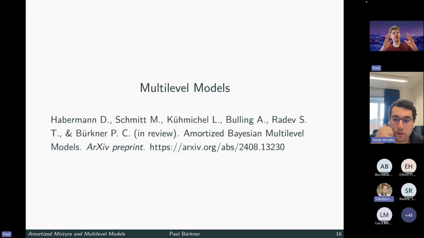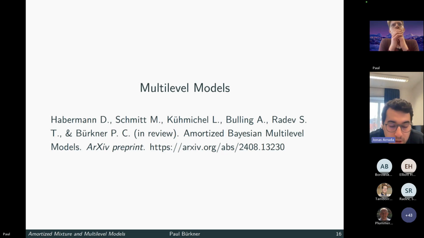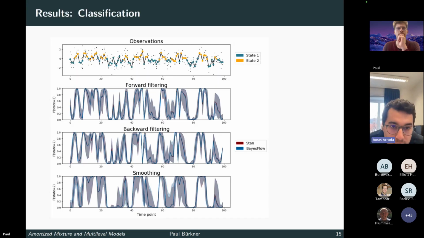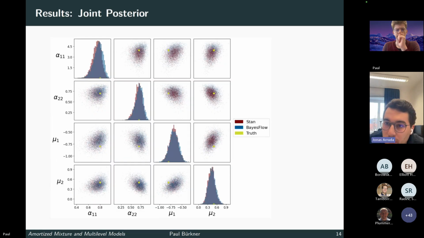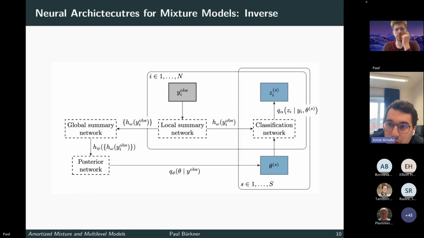I have a question. Thank you very much, first of all. How do you amortize over the different numbers of observations in your model, in your neural network? What kind of architecture do you use here? And what are the limitations maybe as well?